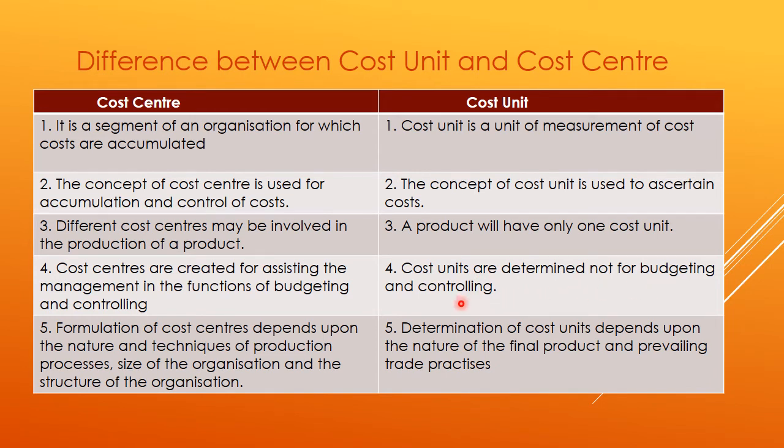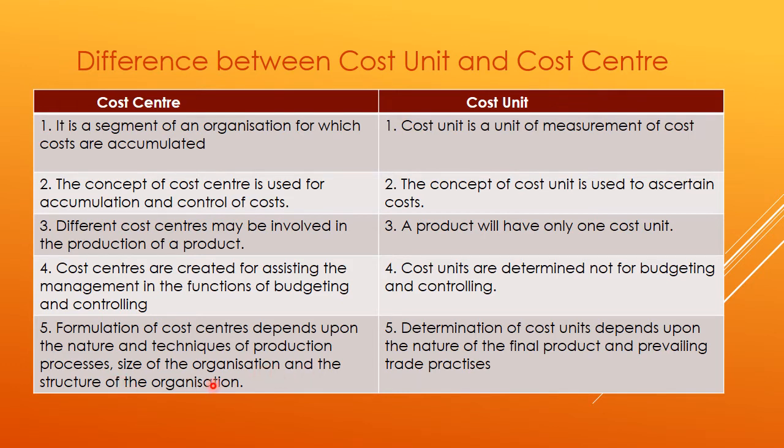Formulation of cost centers depends upon the nature and techniques of production, processes, size of organization and the structure of organization. We don't have a uniformity in the cost centers. It depends upon the nature and techniques of production. So it may be a unit of production or the processes or the size of the organization. If the size of organization is very big, there will be many cost centers, but if it's a small one, there will be only one cost center, like that, and the structure of the organization.